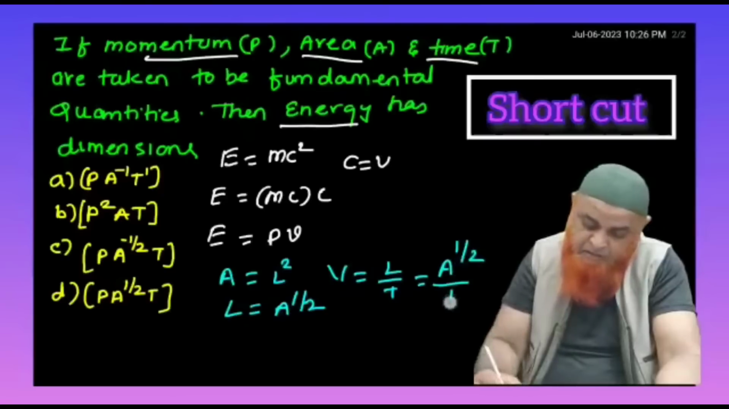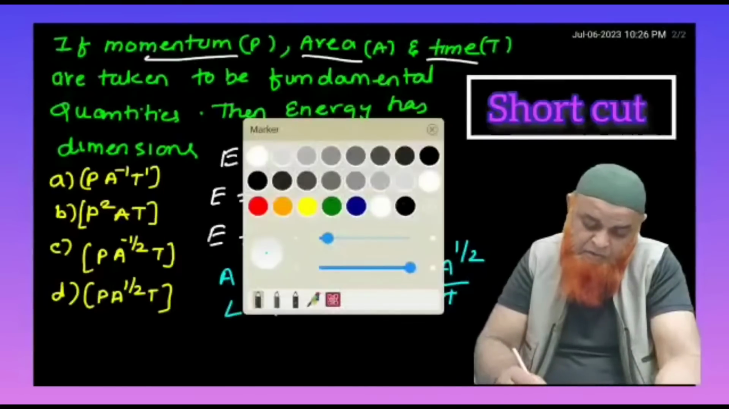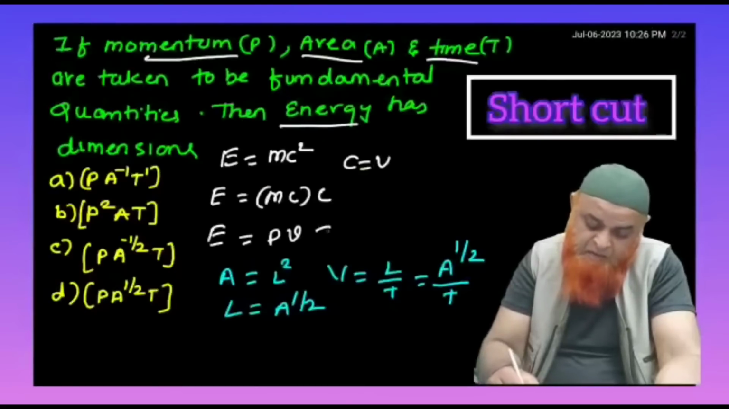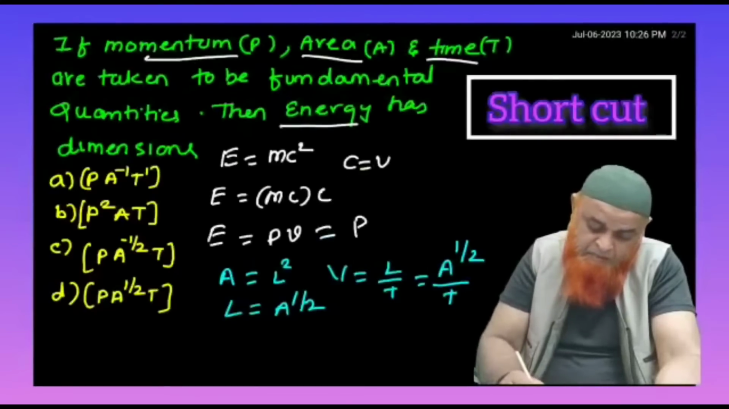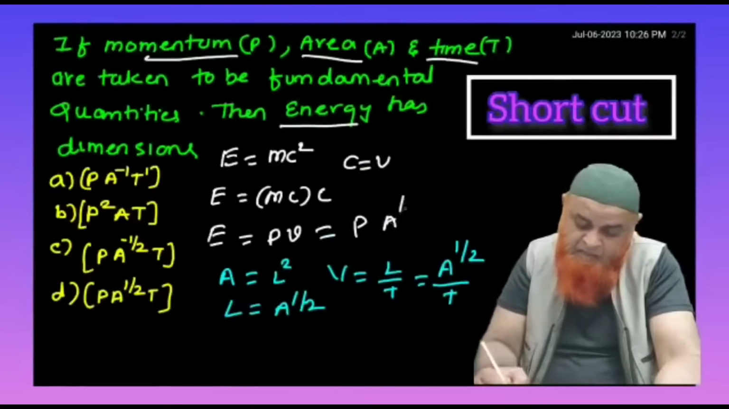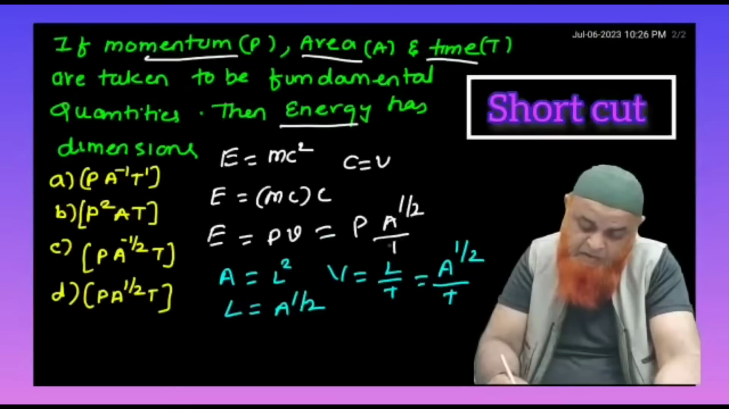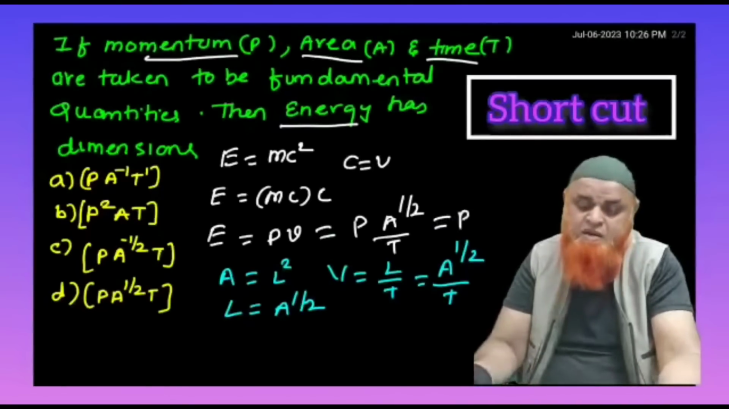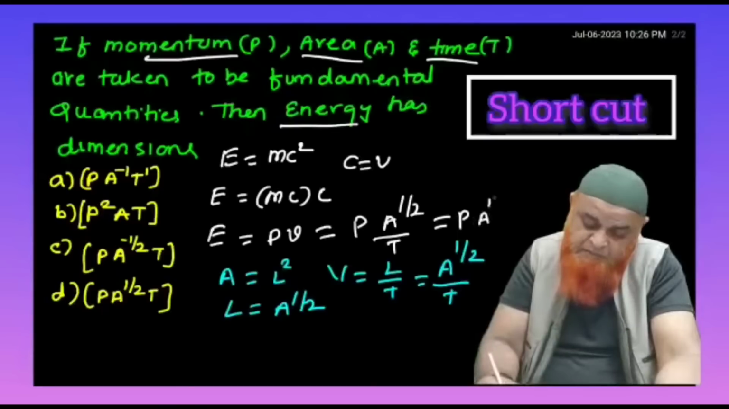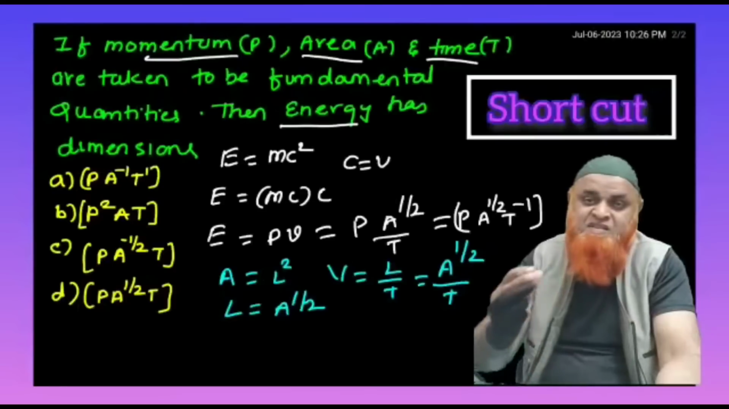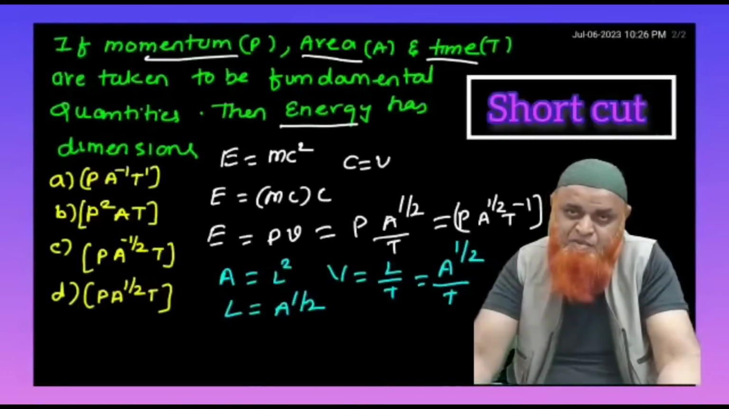So I am writing here now a power 1 by 2 by t. Now what I am going to do here is I will just write p like that only. Instead of velocity I will write a power 1 by 2 divided by t. That's it. I got the answer. Your answer is ready. So the answer is p a power 1 by 2 and t power minus 1. That's it. This is an easy and shortcut method to solve the problem this time.